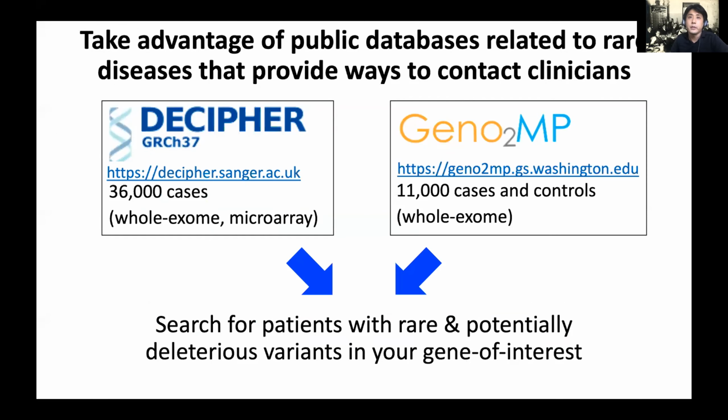Another way to identify potential collaborators is by taking advantage of public databases related to rare disease research. DECIPHER in the UK and Geno2MP at the University of Washington have released information related to tens of thousands of rare disease cases that have been genotyped. Anyone can search these databases to obtain basic genotype and phenotype information in these cohorts.